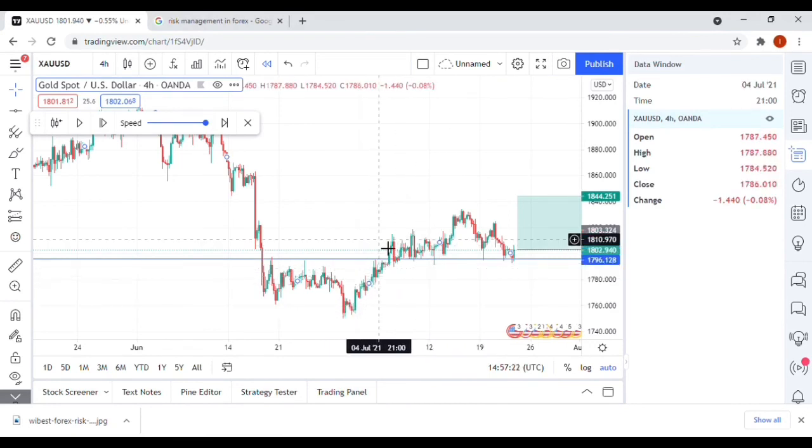I hope this made sense to you. I hope you found knowledge in the strategy. Now you know how to implement proper risk management in the forex market.